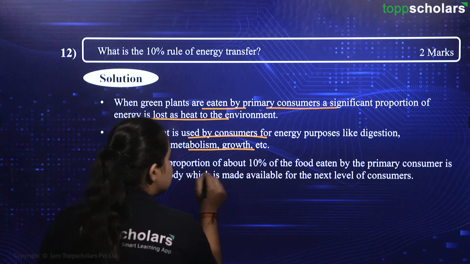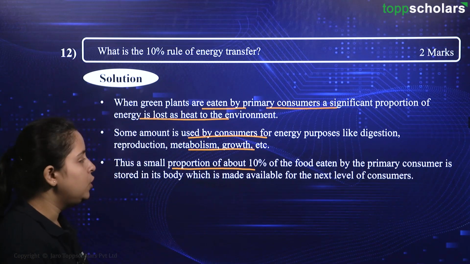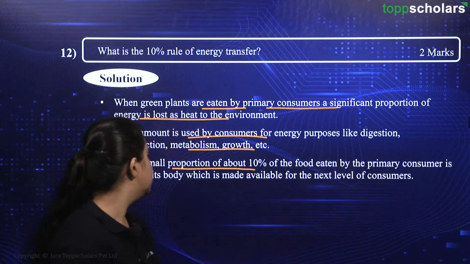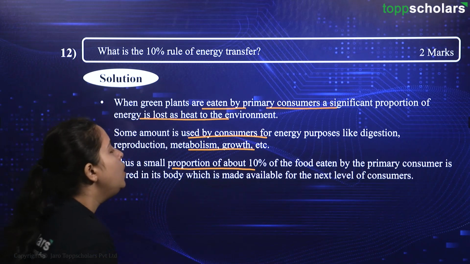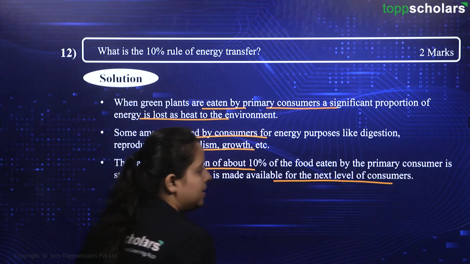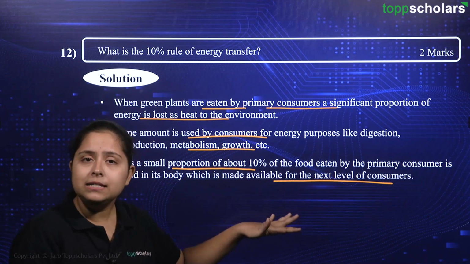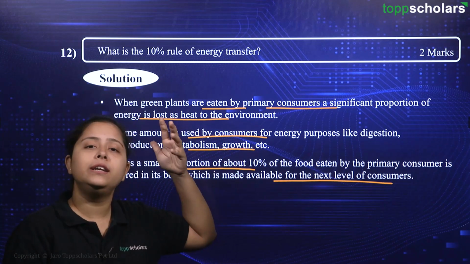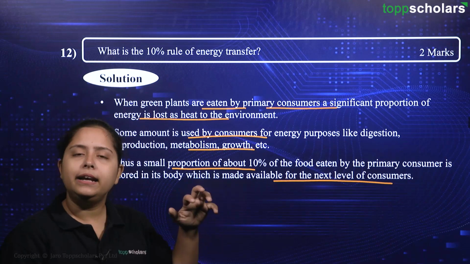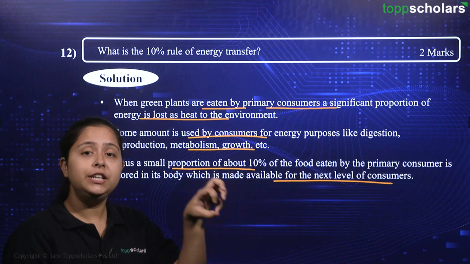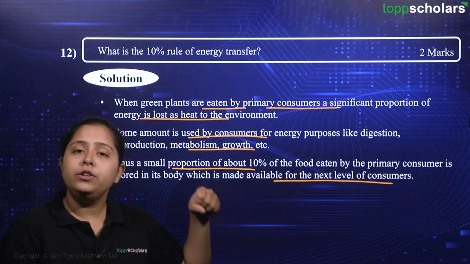Then a very small proportion, about 10% of the food eaten by the primary consumer, is stored in its body, which is made available for the next level of consumers. That means the plants are losing energy as heat, they are using it for their metabolism, and then only 10% of the energy they have acquired, they will pass on to the primary consumer.